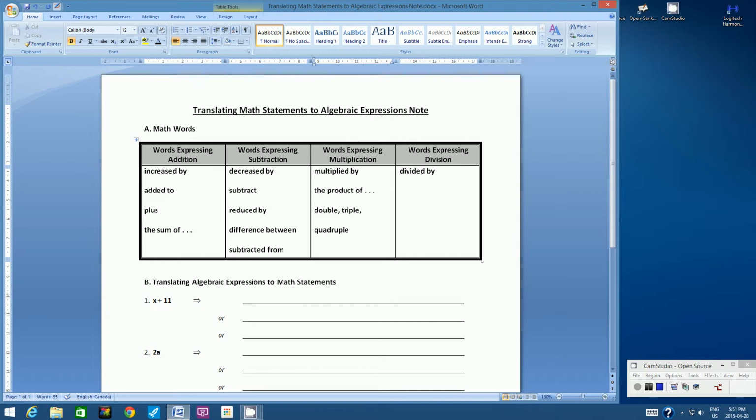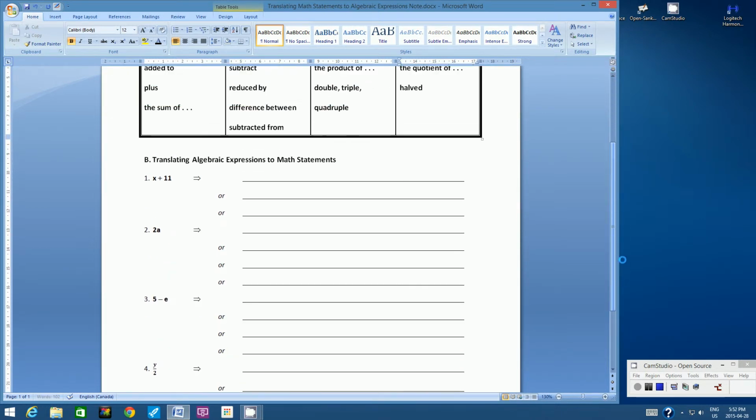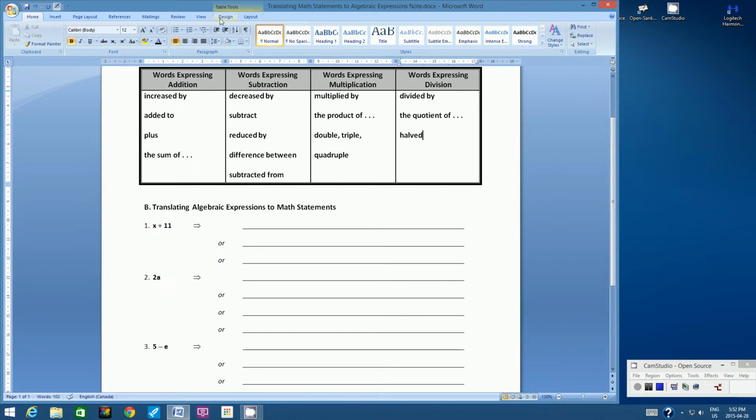Okay, let's go to the last column, words expressing division. We have the first one, divided by, and we'll go right to a sophisticated one, the quotient of. That's a good one, the quotient of. And if we are dividing by 2, then we could use the word halved, a number halved. Okay? So we're going to use this vocabulary in the next section as we translate algebraic expressions to math statements. So let's go on to section B with using these words here.